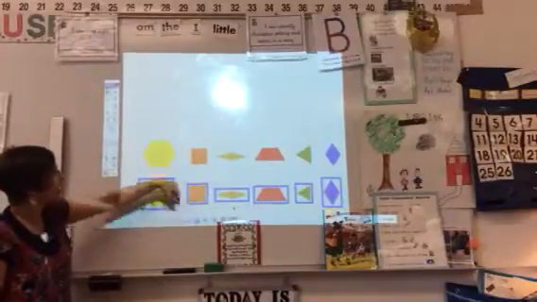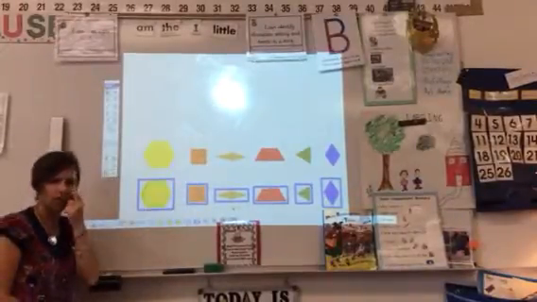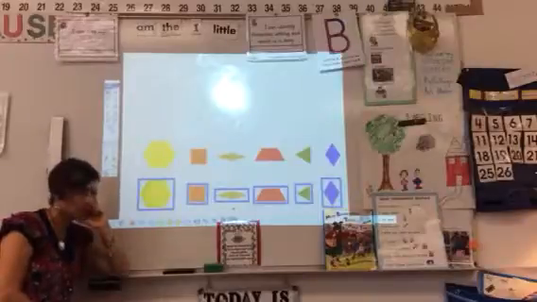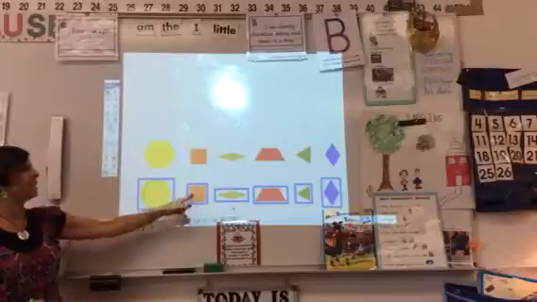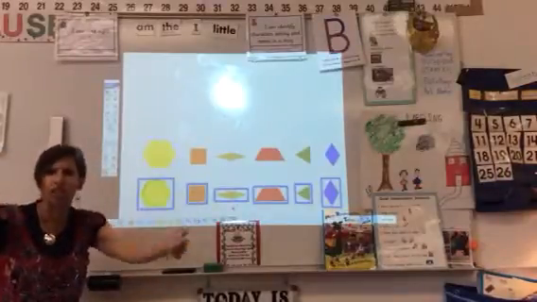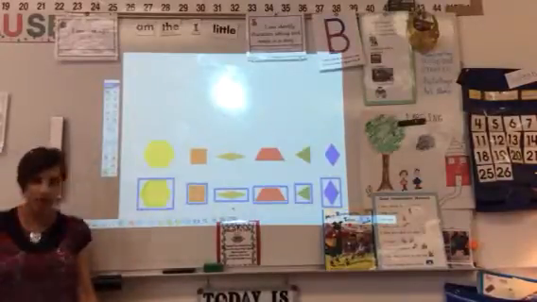Okay, so let's look at our next object, our next shape. 1, 2, 3, tell me what it is. Square. What makes it a square? Turn and talk, please. What makes it a square?